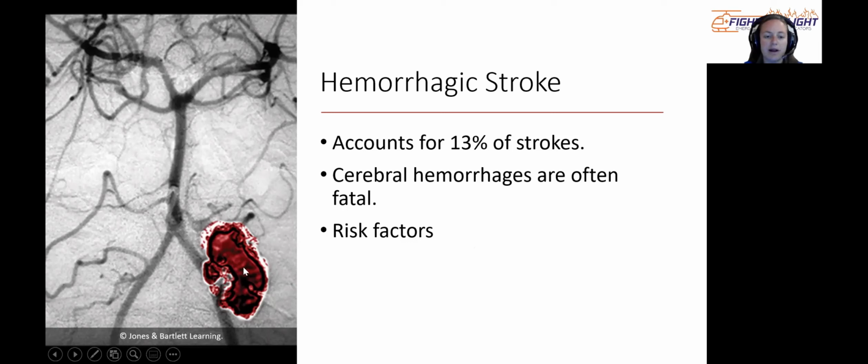And this causes a lot of problems because that blood is leaking out, so everything downstream is not getting the blood it's supposed to. But also, this blood you can see on the scan here is going to start to push on the other healthy parts of the brain. So it can shut down a lot of the brain function.